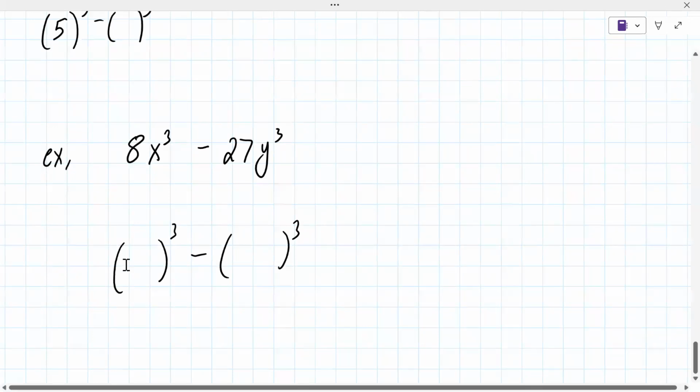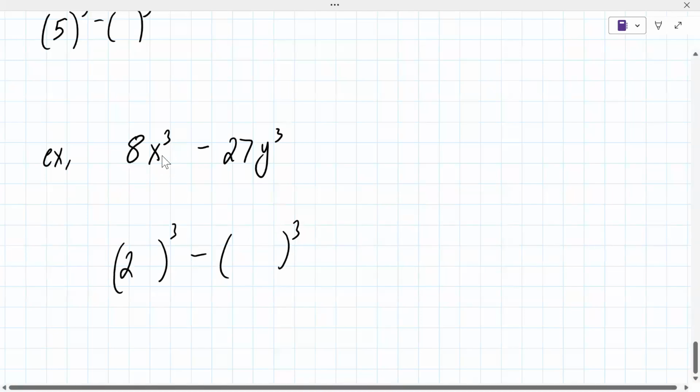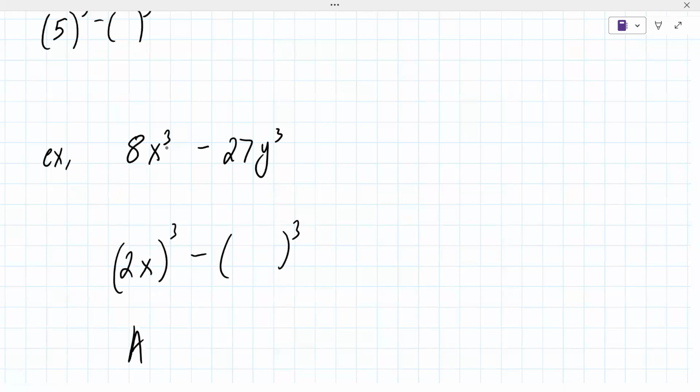You have to figure out here how do I get back to 8 when you cube it, which is 2? And how do you get back to x cubed, which is x? So 2x. 2 times 2 times 2 gets you to 8. x times x times x gets you to x cubed. This whole thing is now your A. Your A is 2x.